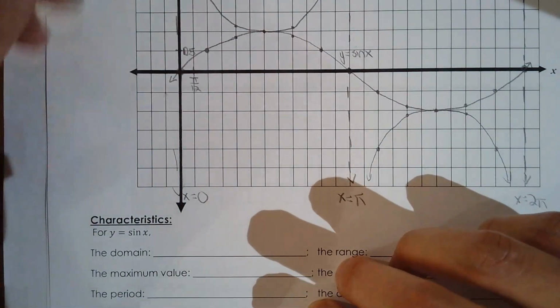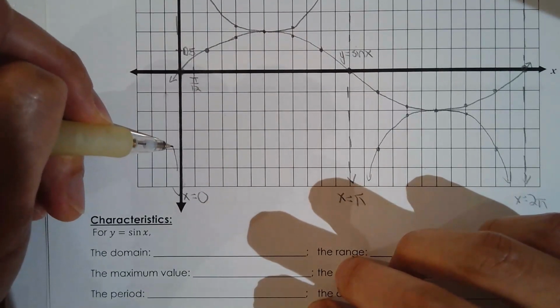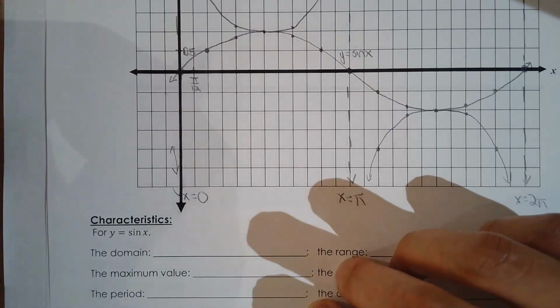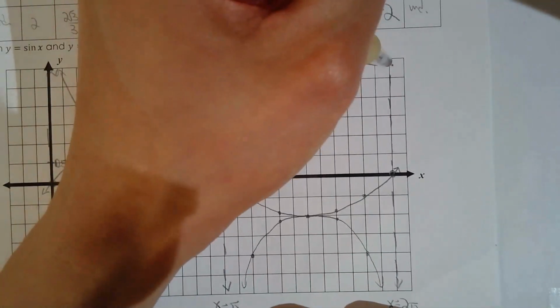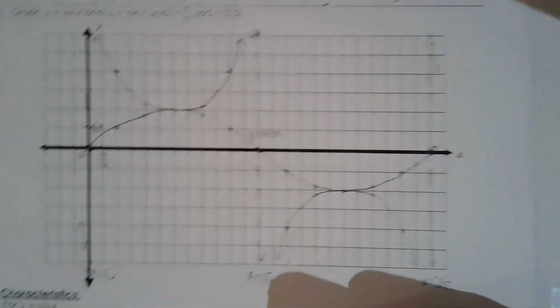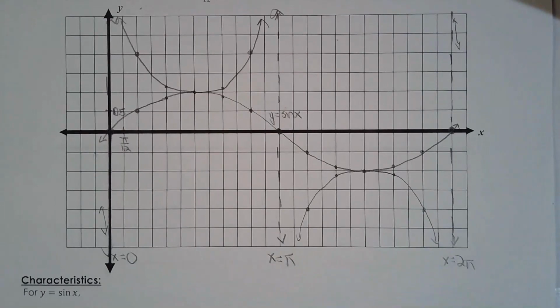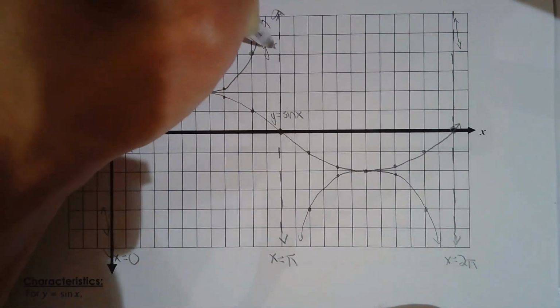Where is -1? Let's see if I can reach it. I won't be able to get to it. It's okay. You'll just see a part of that graph, and over here, you'll see part of this side. Okay. So there's your sine x graph and your cosecant graph.